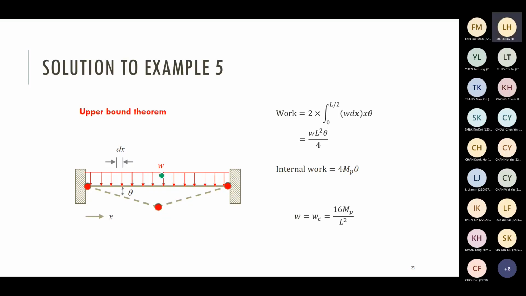At the middle, because the beam is a symmetrical beam. Otherwise, it will be somewhere else. But the beam is symmetrical, so we believe that the last hinge will form at the middle. 3 hinges.